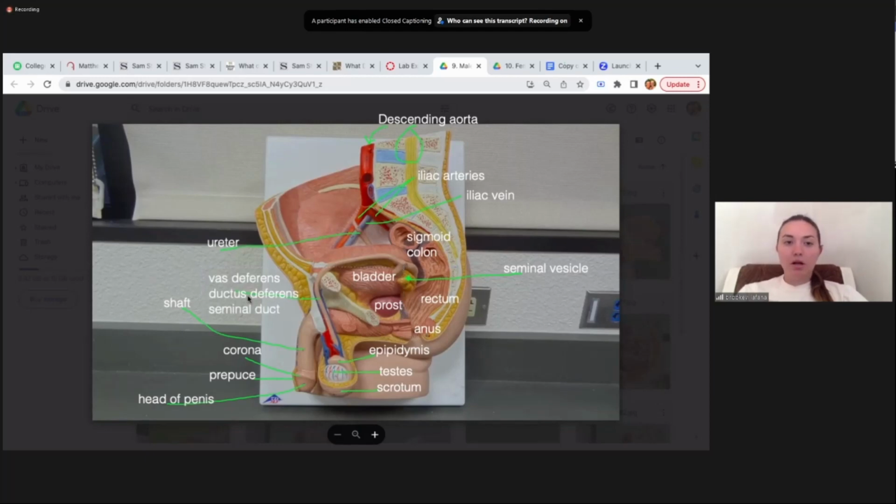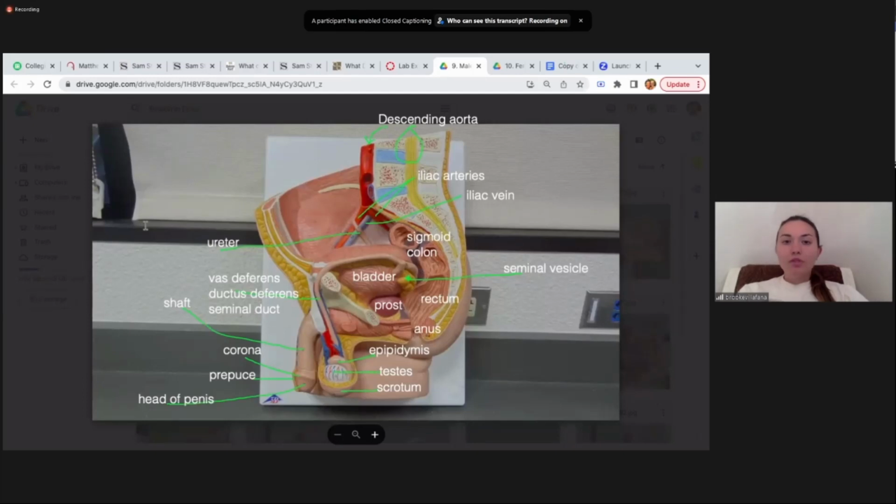So it's a big deal on this lab exam that you guys know all three names. So this tube that carries the sperm up and sends it basically to be part of ejaculate. So it dispenses the sperm into the urethra during ejaculation. That tube is called the vas deferens, ductus deferens, or seminal duct, and it's carrying the sperm.